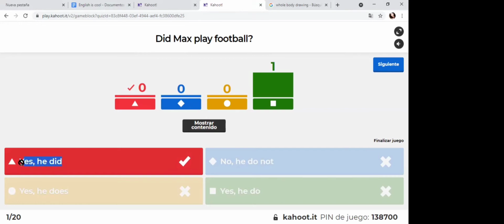What do you think is the negative form? Or how can we say no? No, he did not. Okay, did not or no, he didn't. That's the negative. But in this case, according to the picture, it was positive. So yes, he did. Let's continue.